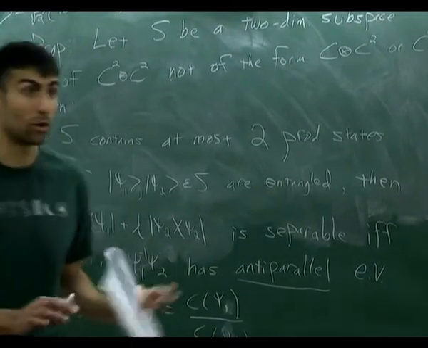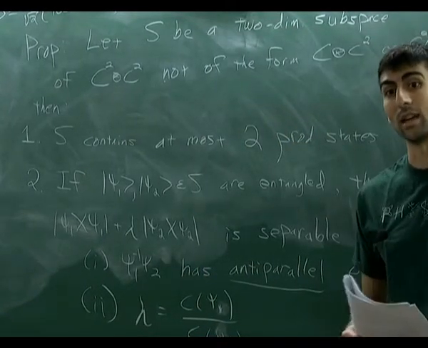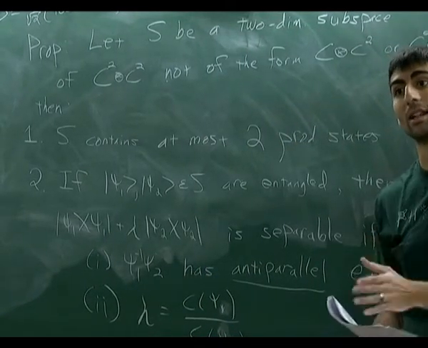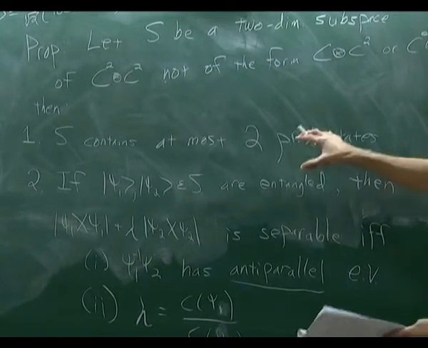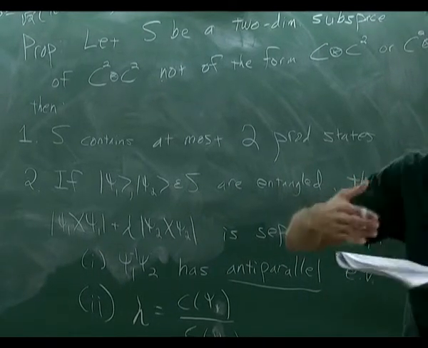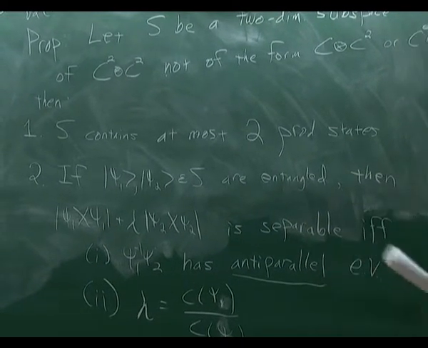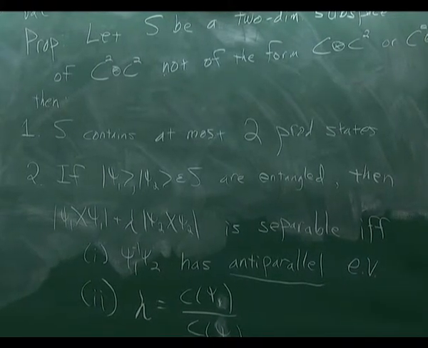So that property doesn't hold in general. The property that you can always write a separable state as a convex combination of product states where the number is equal to the rank. So here we have a rank 2 separable state, and we're able to express it as a combination of 2 product states. In general, that's not true, but it is in this case.